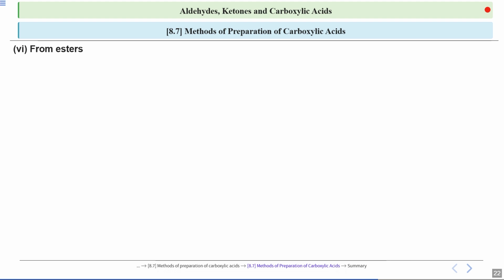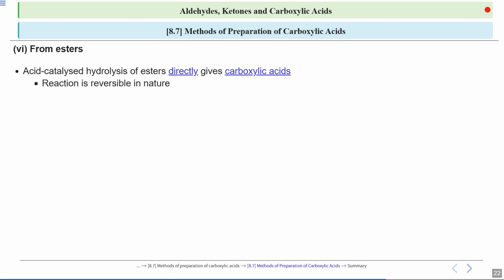Now the sixth and last one we are going to see is from esters: acid catalyzed hydrolysis of esters. This reaction directly gives the carboxylic acid. One important thing to note here is that the reaction is reversible, meaning it can go both ways under different conditions. This means that under certain conditions, the reaction can proceed in the opposite direction, converting carboxylic acid back into esters.